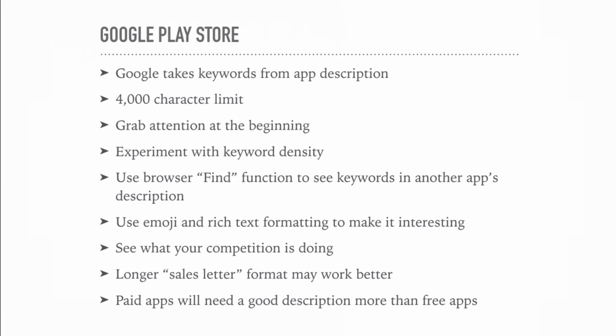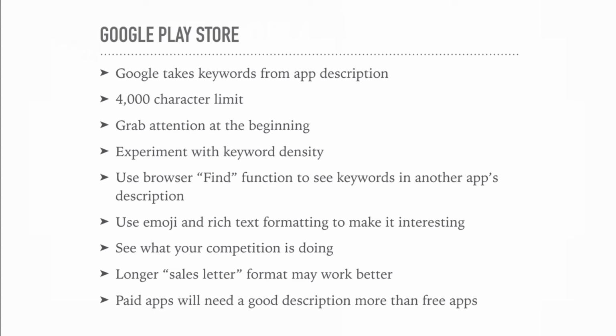On the Play Store, as you probably remember from the keywords lesson, Google takes the keywords from the app description. So it's very important that you put your keywords in there and make sure that the sentences flow. You don't want to just keyword stuff the whole description. Play Store also has a 4,000 character limit, and you also want to grab the person's attention right at the beginning. One thing you can experiment with when it comes to Google Play app descriptions is the keyword density. I have seen really short descriptions do really well because even though they only mentioned the keyword once, it was very keyword dense. And I've also seen very long descriptions do very well. So experiment and see what works best for your app.